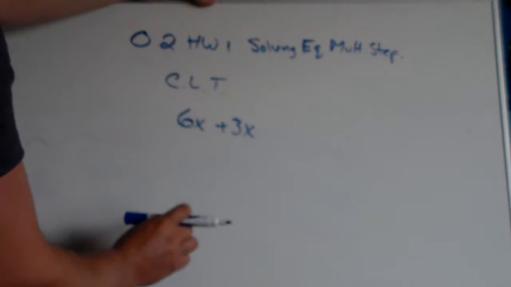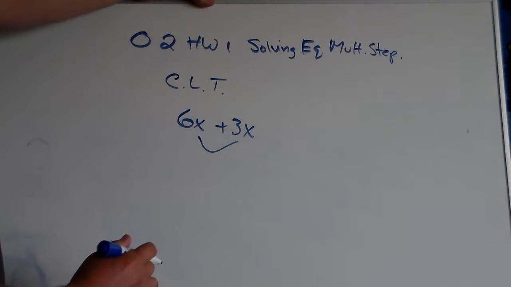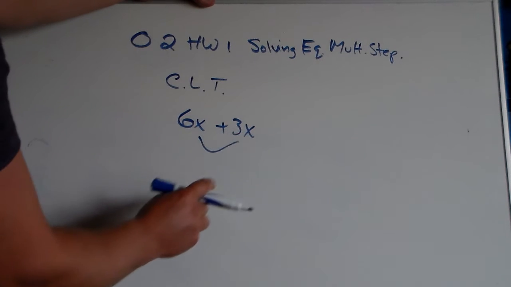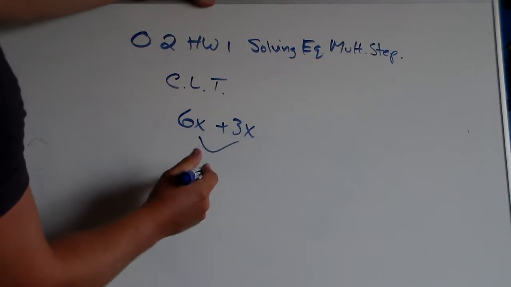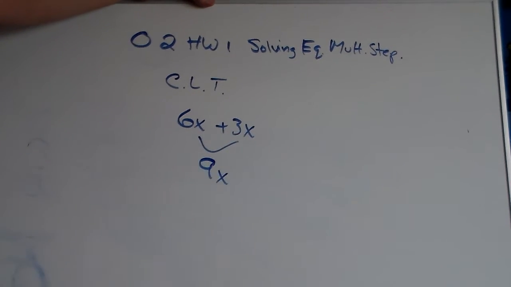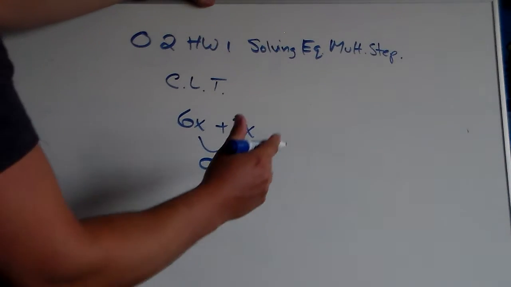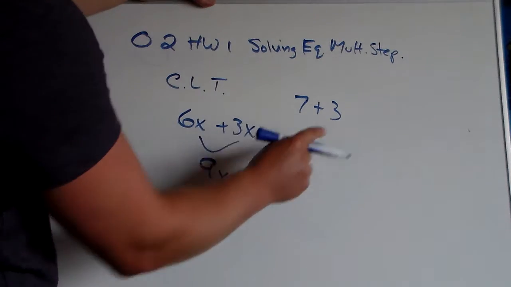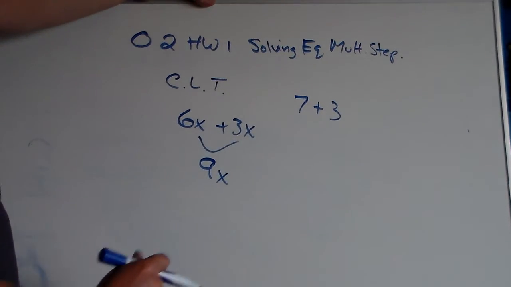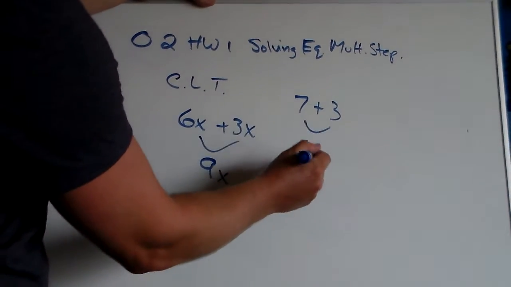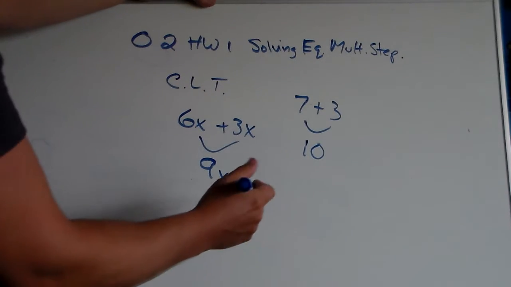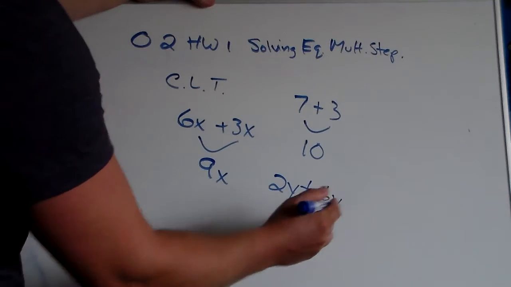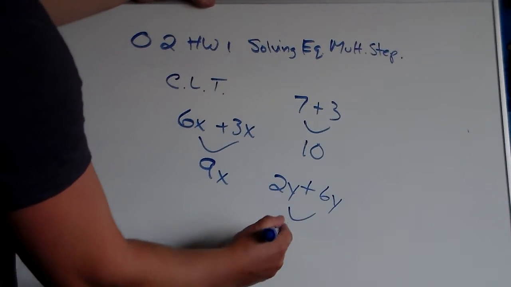We could actually combine these two, because this 6 has an x and 3 has an x. 6x plus 3x is 9x. Or if we have 7 plus 3, well, 7 and 3, they're both constants, so you could combine them and make 10. If you have 2y plus 6y, you could combine those two and it makes 8y.